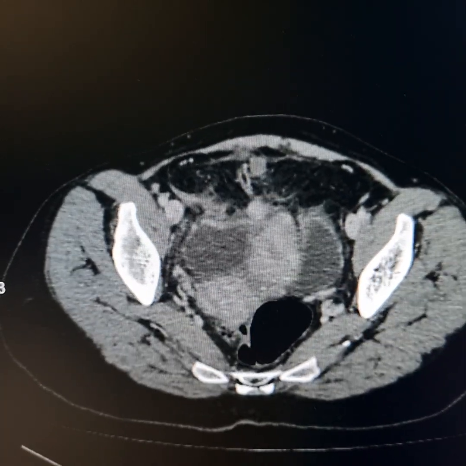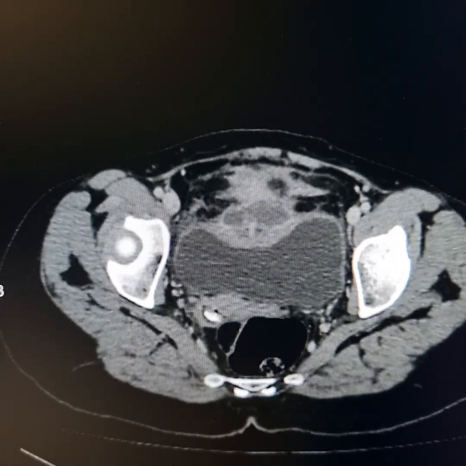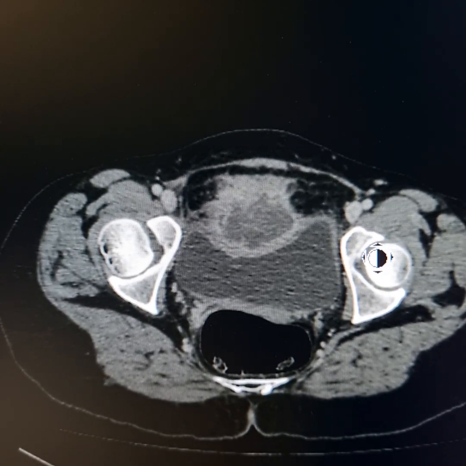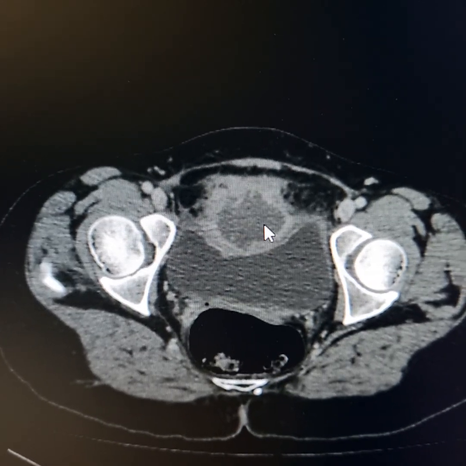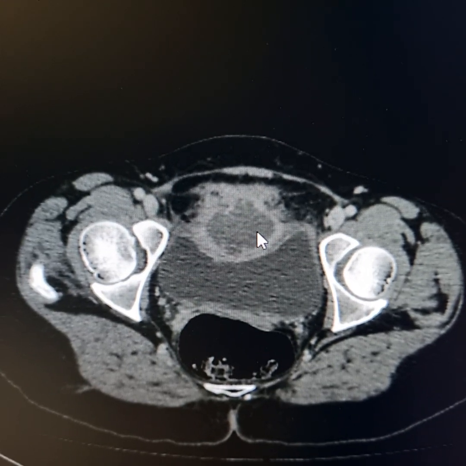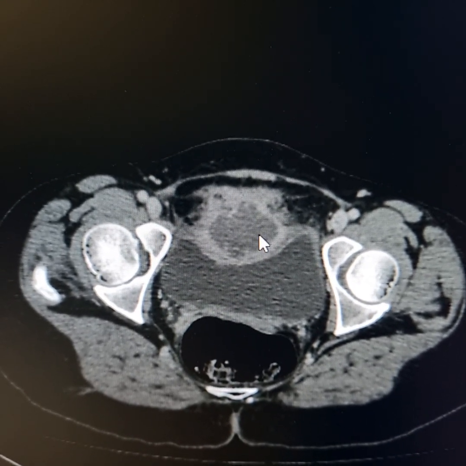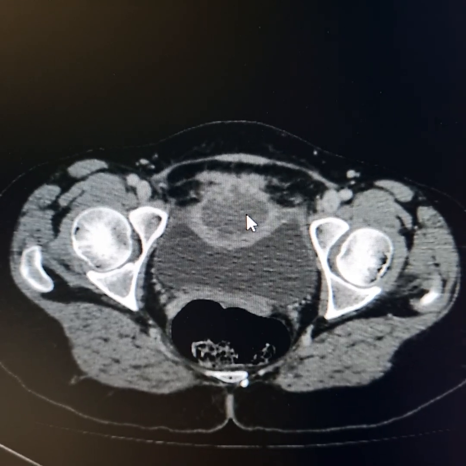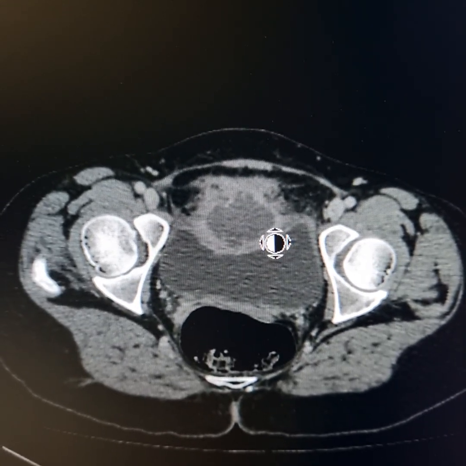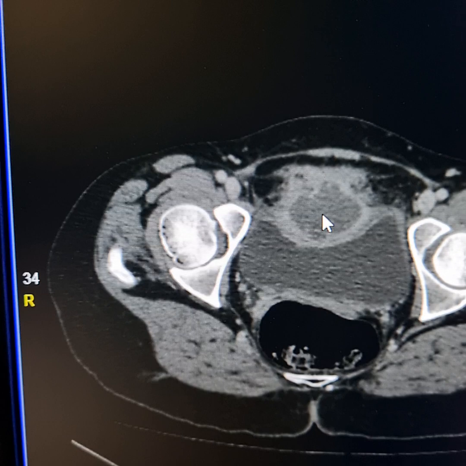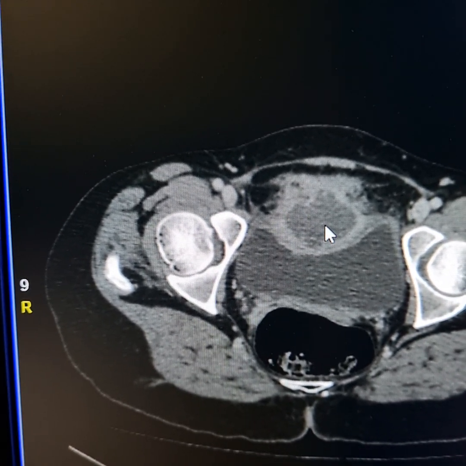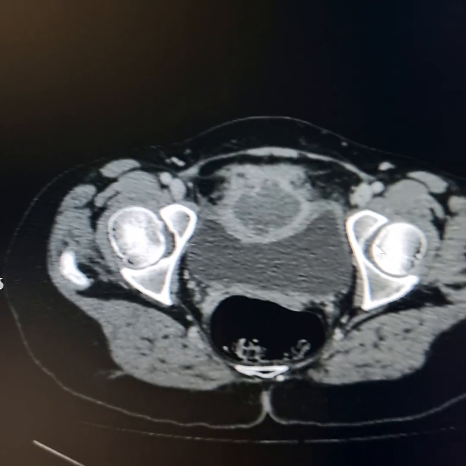Now there is an abscess in the space of Retzius. This one here. This is also known as the retropubic space, cave of Retzius, or pre-vesical space. This is a moderately thick-walled cystic lesion here. CT density varies from 14, 9, 42.